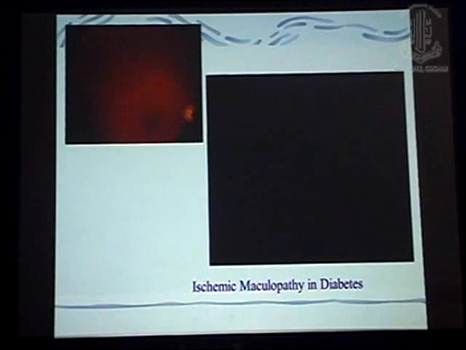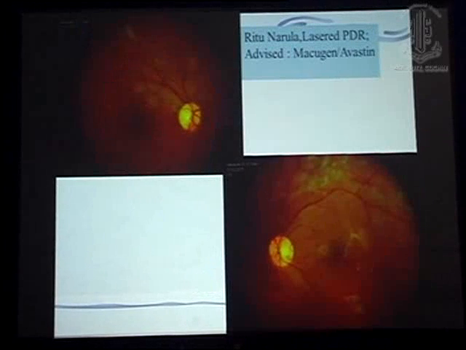This patient adequately lasered, but vision did not improve. So if you do an FA, it has a lot of ischemia here. So this tells you that this is the cause of decreased vision because of ischemic maculopathy here.